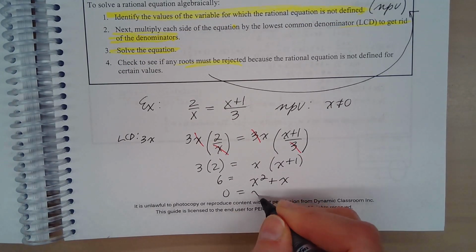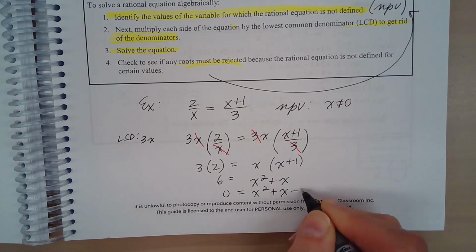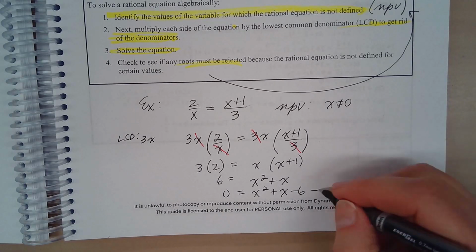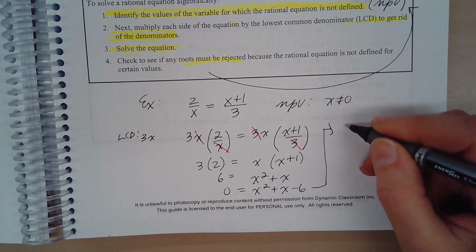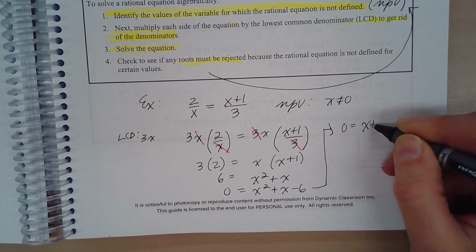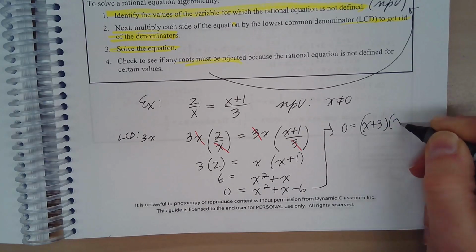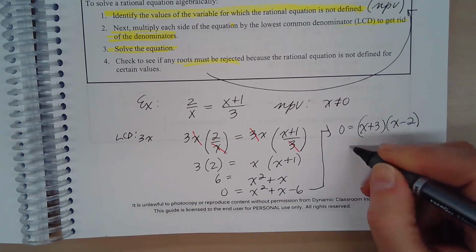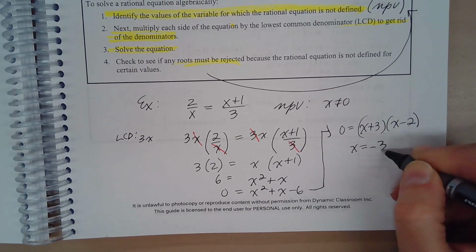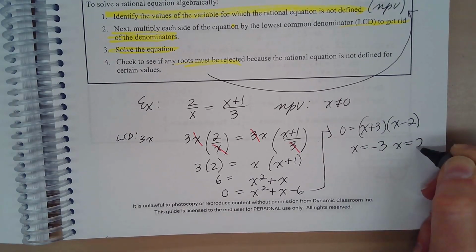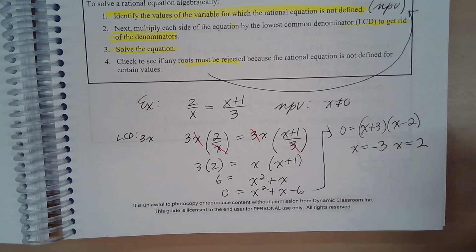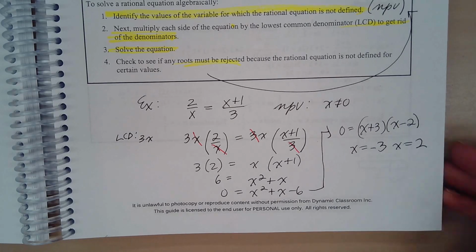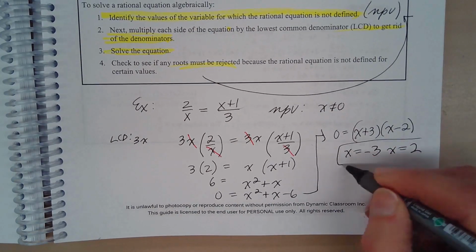0 equals x squared plus x minus 6. This one factors: x plus 3, x minus 2. So x is negative 3 or x is 2. Now I'm going to check back to my non-permissibles. Neither are non-permissible values, so those are my solutions.